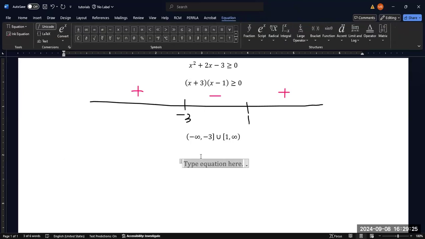Great, so let's look at another example. 3x squared less than or equal to 11x plus 4. So in this case, I want to first put everything on one side of the equation.